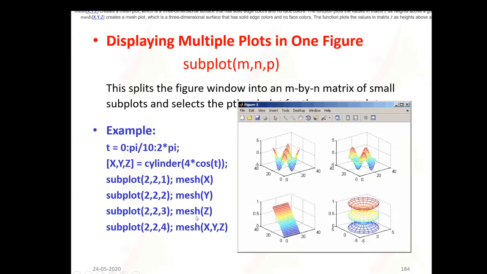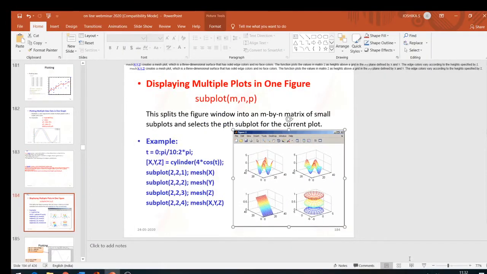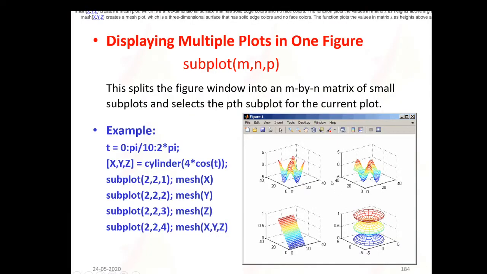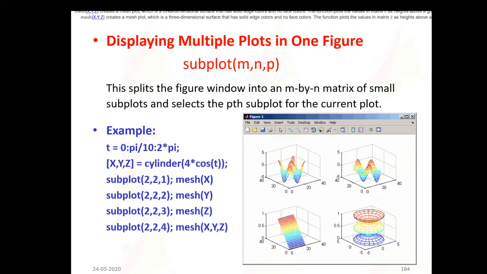Now you can see one more thing. The new thing I introduced here is subplots. What is a subplot? You can see here the difference from the previous one. What I told you previously was that in a single graph I plot various pairs of xy arguments, creating multiple graphs in a single plot. But here the plots are separate, but in one figure.